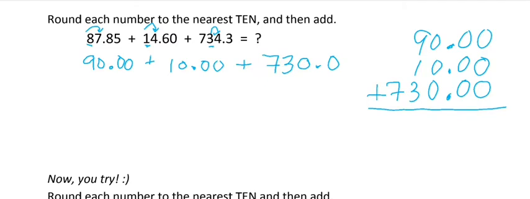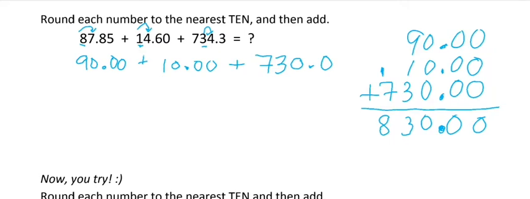Then we're going to add. 0, 0, 0 is 0, 0, 0, 0 is 0. Then we have our decimal places because they all line up. 0, 0, 0 is 0. 9 plus 1 is 10, plus 3 is 13. And 1 plus 7 is 8. So our final estimation using rounding is 830.